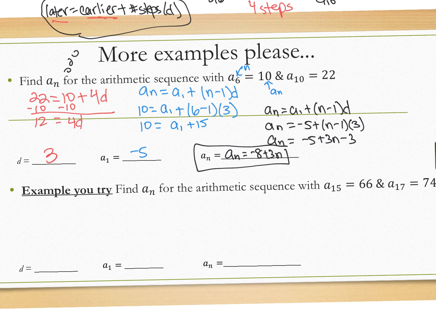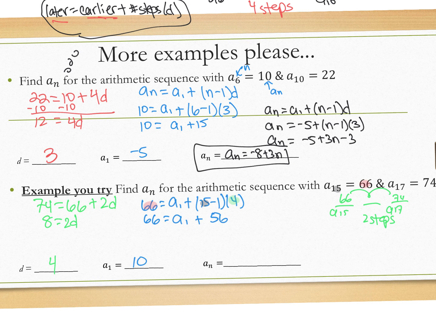Okay? Take a minute and try this example you try. So hopefully you found a common difference to be 4, the first term to be 10, and the rule for the nth term to be 6 plus 4n.